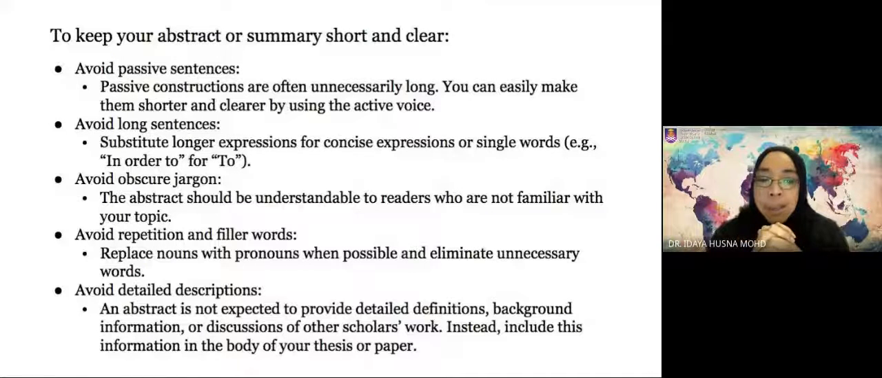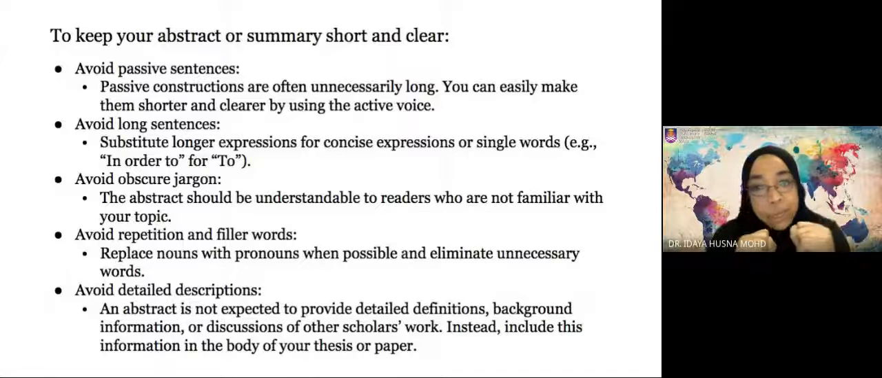And avoid jargon, right? People might not understand the jargon that we use in industrial relations, for example, or in any scientific research or whatsoever. So avoid the jargon, right? Avoid repetition and filler words. Okay, sometimes you tend to repeat what you have said in the first paragraph. Okay, so please avoid that.